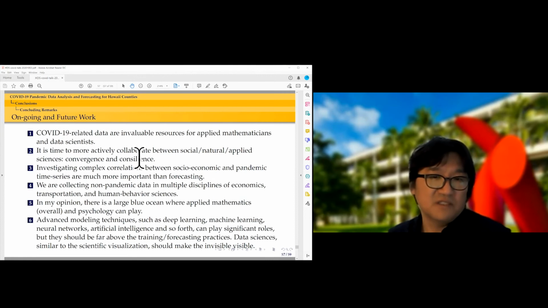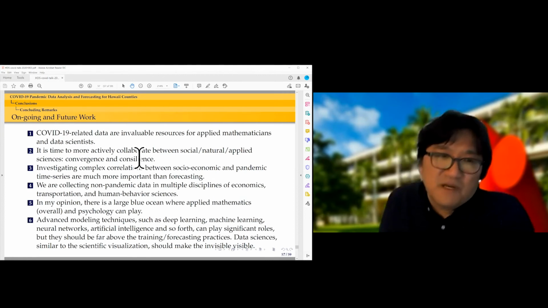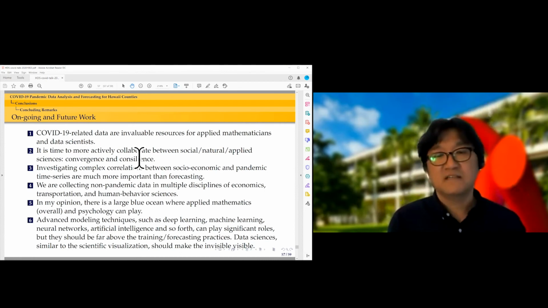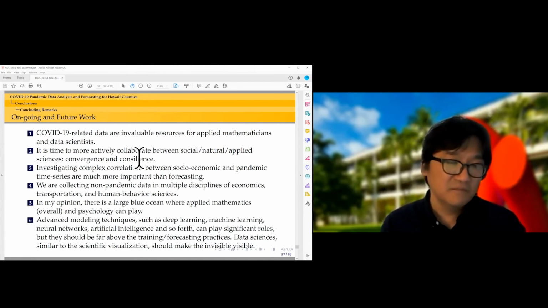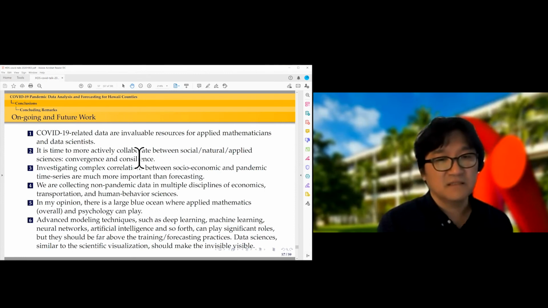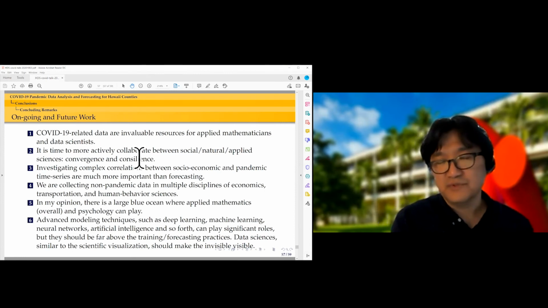Ongoing research is, well, this is the time that social science, economics, applied mathematics, and all different scientists kind of marry and then provide a more holistic analysis, as compared to simple forecasting. It doesn't mean too much.